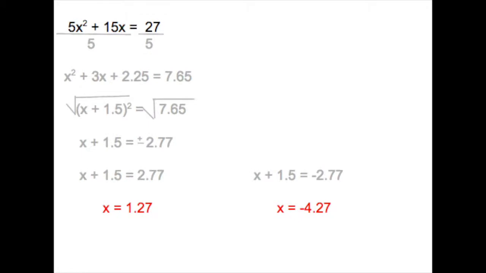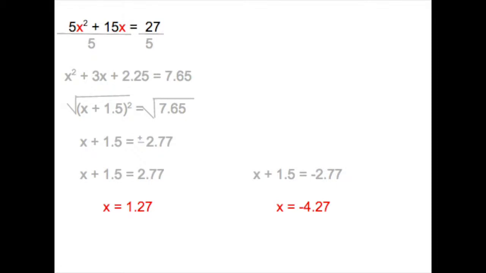Let's check our two solutions in our original equation for accuracy. We can do this by substituting our solutions in for both x's in the original equation. It will be important to note that our check will not work out exact because we took the approximate value of the square root of 7.65. Let's start by plugging our first solution, 1.27, in for both x's.